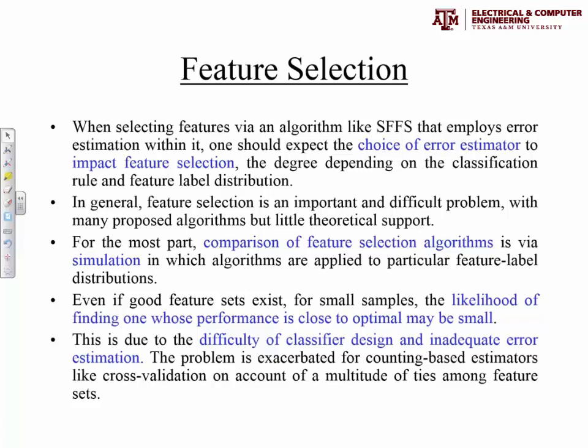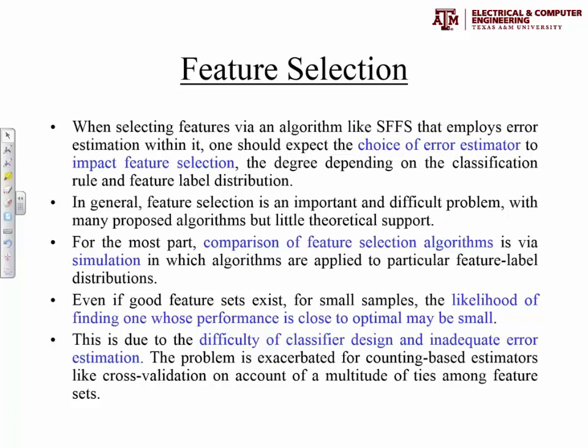So for the most part, comparison of feature selection algorithms is via simulation, in which algorithms are applied to particular feature label distributions. And even if good feature sets exist, for small samples, the likelihood of finding one whose performance is close to optimal may be small. And this is due to the difficulty of classifier design and inadequate error estimation. When you have small samples, it's hard to design the classifier, right? Because a good classifier, and even the error estimation is also difficult because you have small samples, little bit of data. Are you going to use it for designing the classifier, or are you going to use it for estimating the error, okay? Or maybe you'll try to mix and match and all that stuff.